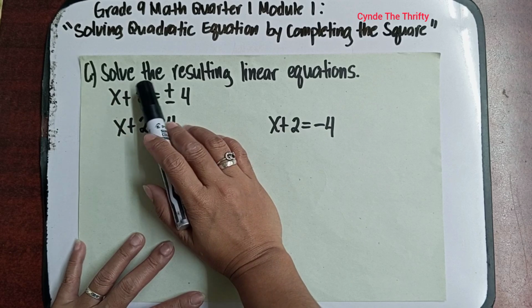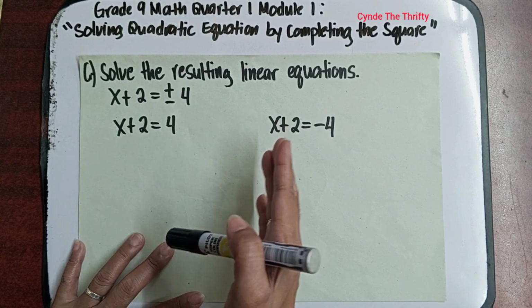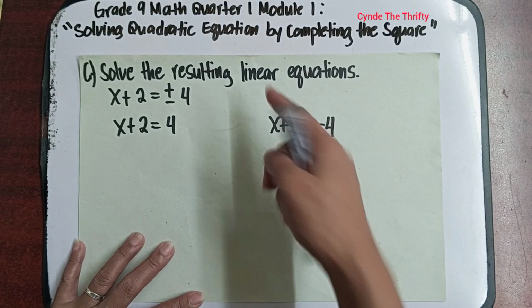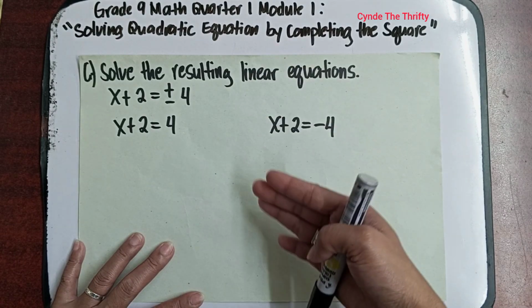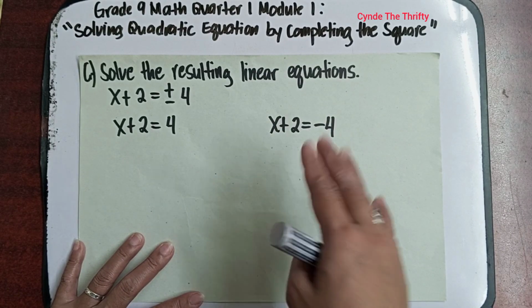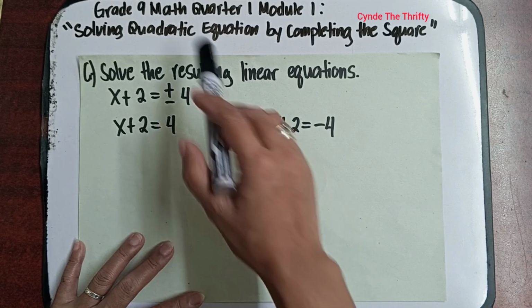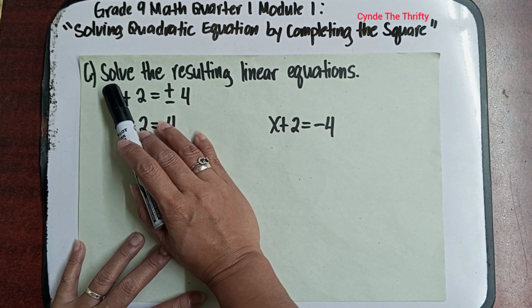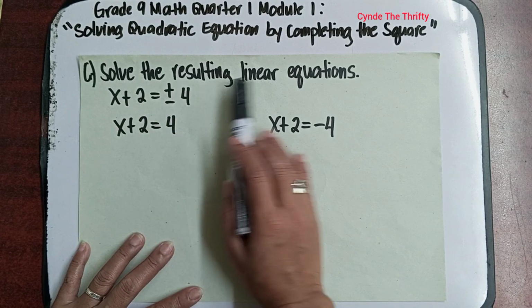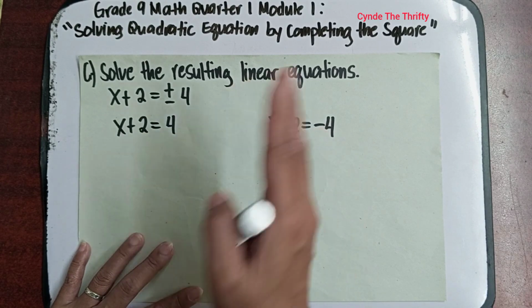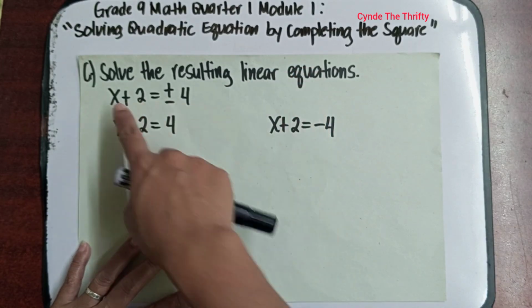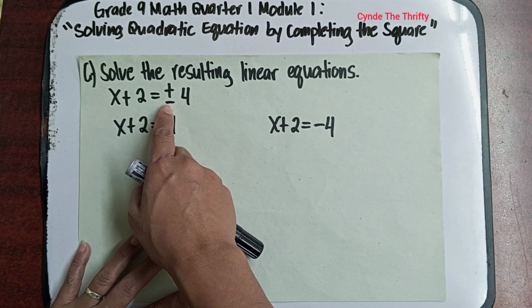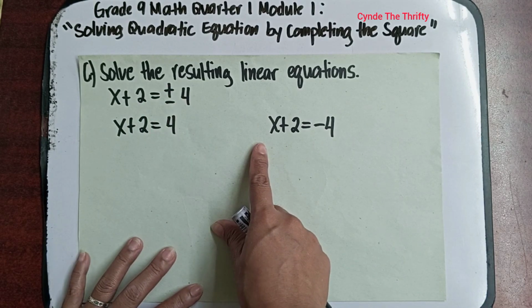Now, sa step 6 na tayo. Sundan nyo lang ang ating mga examples sa pamamagitan ng mga steps na ito. Mamaya, bibigyan ko kayo ng examples na diretso na yung solving natin para makita nyo lang kung ano yung step-by-step process sa pag-solve ng quadratic equation by completing the square. Okay, so ang step 6 is solve the resulting linear equation. So, ang ating resulting linear equation kanina is x plus 2 is equal to positive and negative 4. So, ngayon is isolve natin siya.